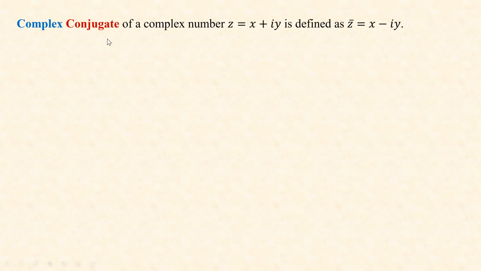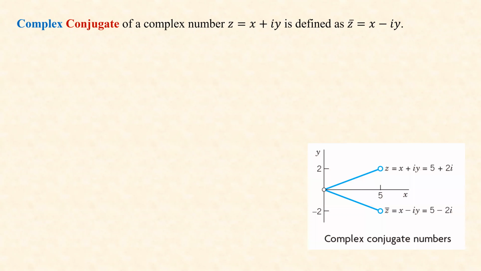By definition, a complex number z, which is x plus iy, has a complex conjugate. We denote it by z bar, and it is defined as x minus iy. It means basically flipping the sign of i, or flipping the sign of the imaginary part. All right, so this is the complex conjugate of z, which is x plus iy. That is the general definition.